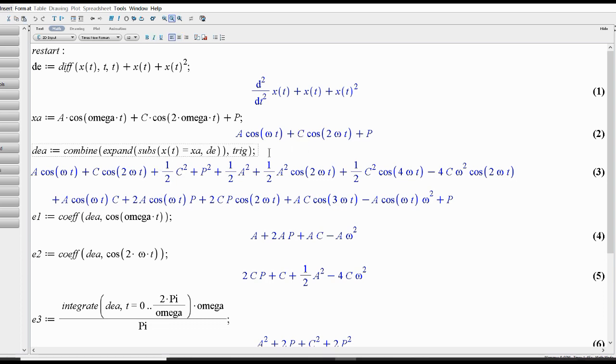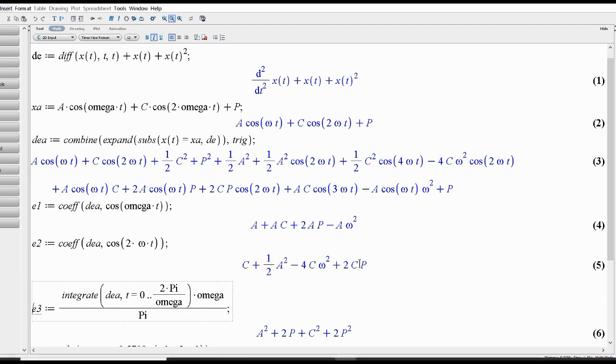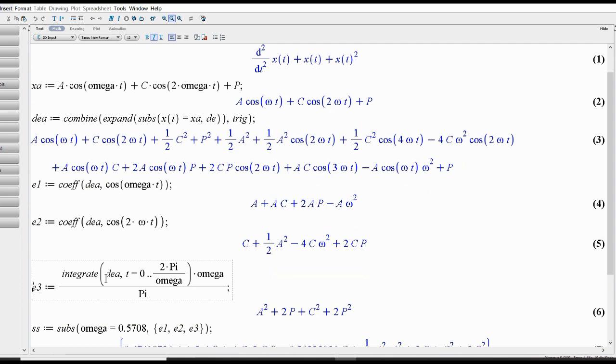We have come here now. Let us pull out our equations. Here is the cos omega t term. That's the coefficient of cos omega t. That is the coefficient of cos 2 omega t. You can't pull out the coefficient of 1. So what you do is you integrate from 0 to 2 pi over omega. And then the cos omega t, cos 2 omega t, cos 3 omega t, everything goes away. You multiply with omega by pi just to get a clean answer.